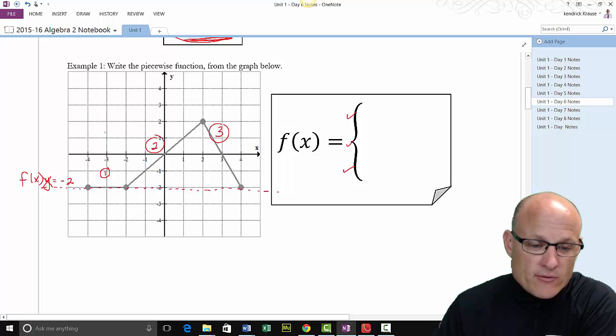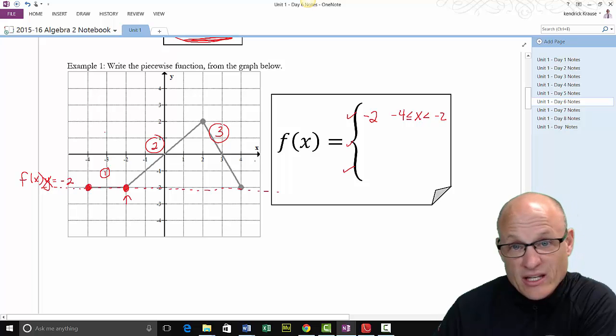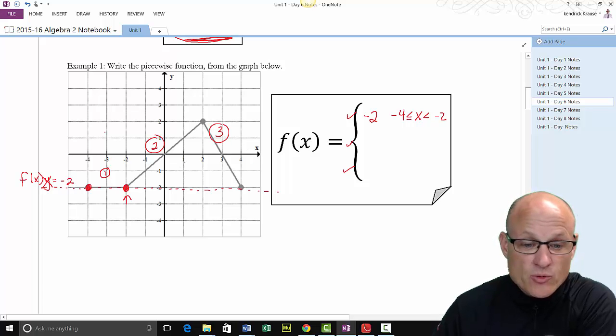But we didn't draw it in forever. We only drew it in from here to here. So the first piece is f of x is equal to -2, and it's going from -4 less than or equal to x less than -2. Now I chose this to be less than -2. I could have said less than or equal to, but I'm going to put the equal to on the next piece.